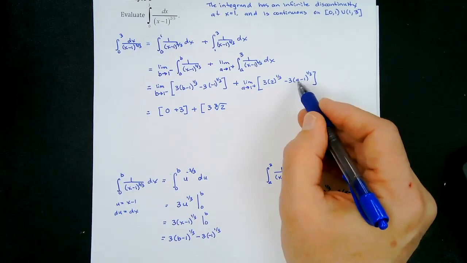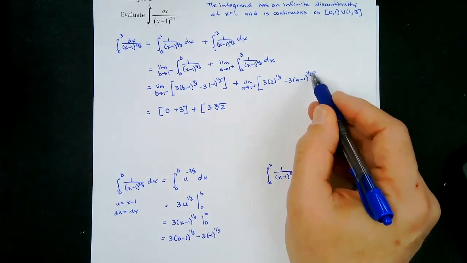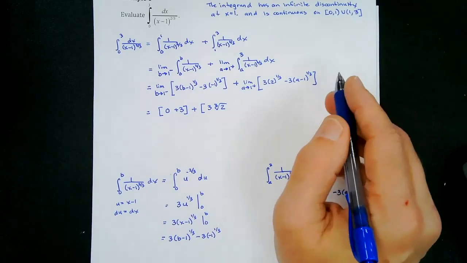We can do a direct substitution. 1 minus 1, which would be 0. And 0 to the 1/3 is still 0. Times that'd be 0, right? So it's going to be minus 0.